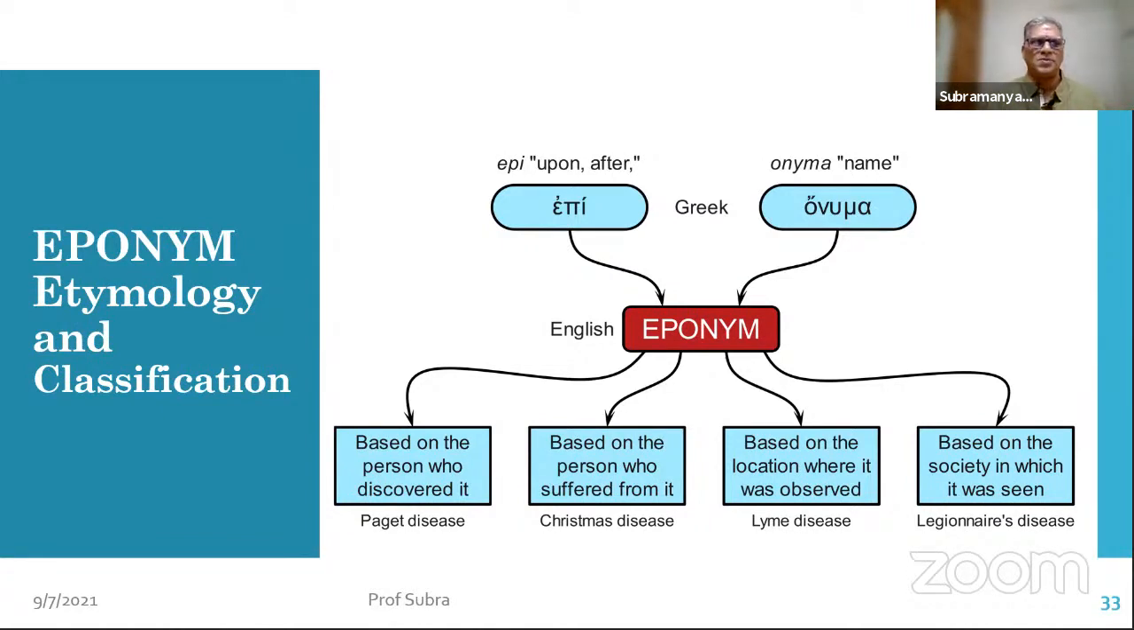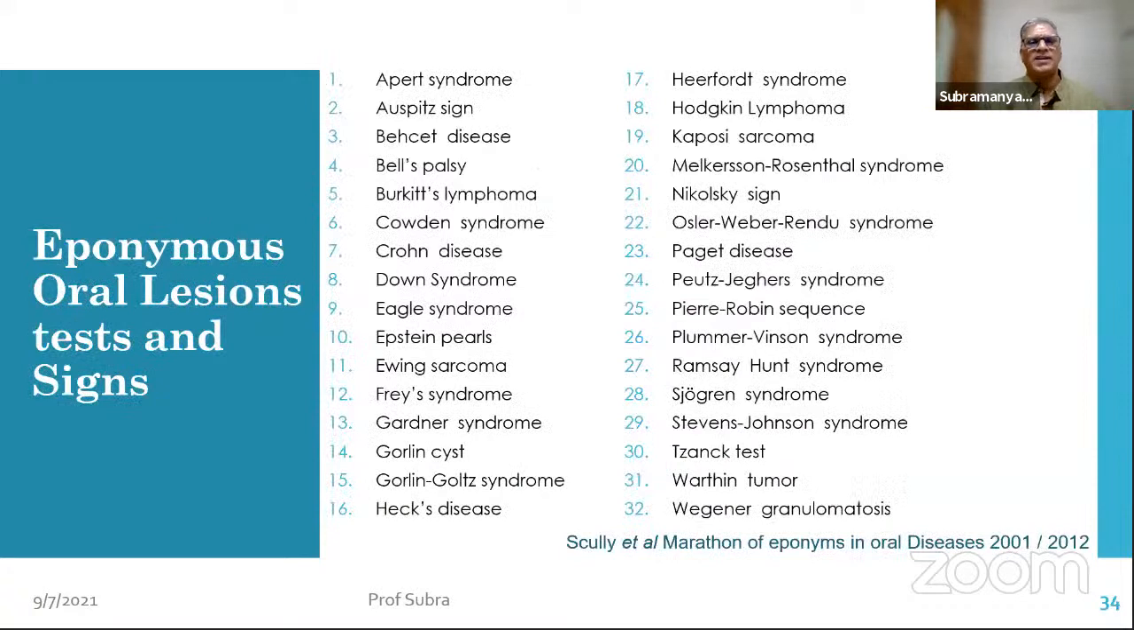There's a big list of eponyms. Those who are really interested in knowing about eponyms, there is a series of articles by Scully, Marathon of Eponyms, in Oral Diseases Journal, 2011 and 2012. So those who are interested probably can refer to those articles. I've just listed out a few of these eponyms, which could be lesions, tests, or even signs.